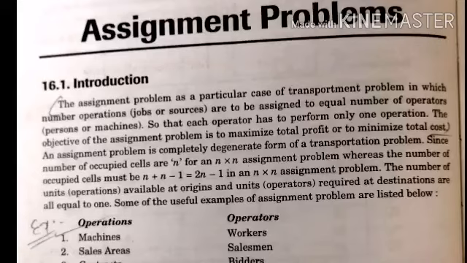Assignment problem is a special case of transportation problem in which the number of operations is equal to the number of operators. So here in the assignment problem, the main objective is to assign various works to various machines or workers at the minimum total cost. The main objective of the assignment problem is to maximize the total profit or to minimize the total cost.